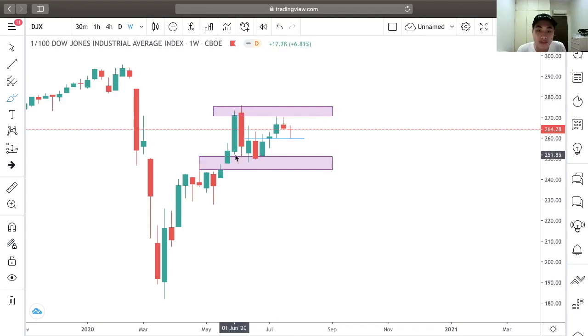And then we can see that prices found some support at this level. So 1, 2, 3, 4, 5, right? There are around 5 tests of this support zone here. You can see that prices have been trading in between this resistance and support zone. So that's for the weekly time frame.